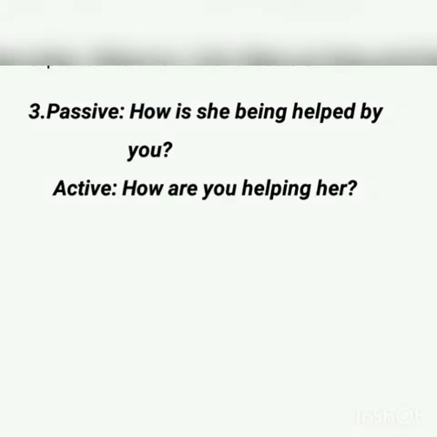Number 3, passive. How is she being helped by you? This is another question which begins with interrogative word how, and the object is you. You is plural person. We have to use it with are. Let's change into active. Take down how. Are you? Help, ing form is helping. She will change into her. How are you helping her?